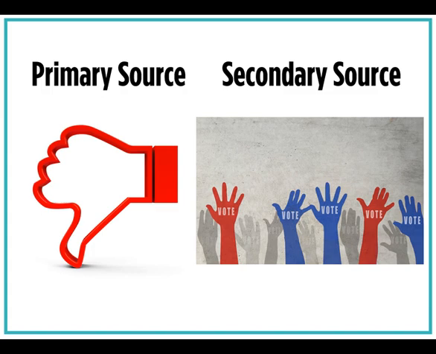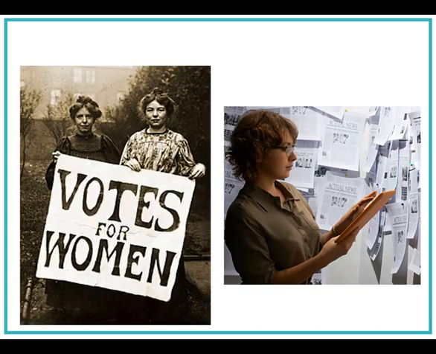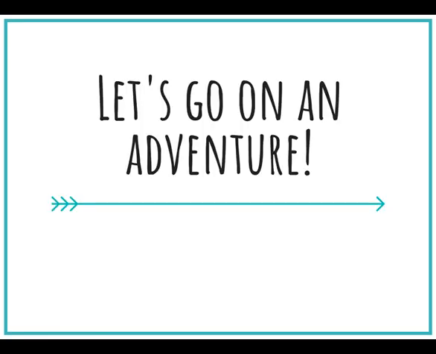that major historical event. Primary sources are used to help us understand the past from the perspectives of people who actually lived it, while secondary sources help us understand events in the past from the perspective of people living today. Now it's your turn to go on an adventure and learn more about different types of sources.